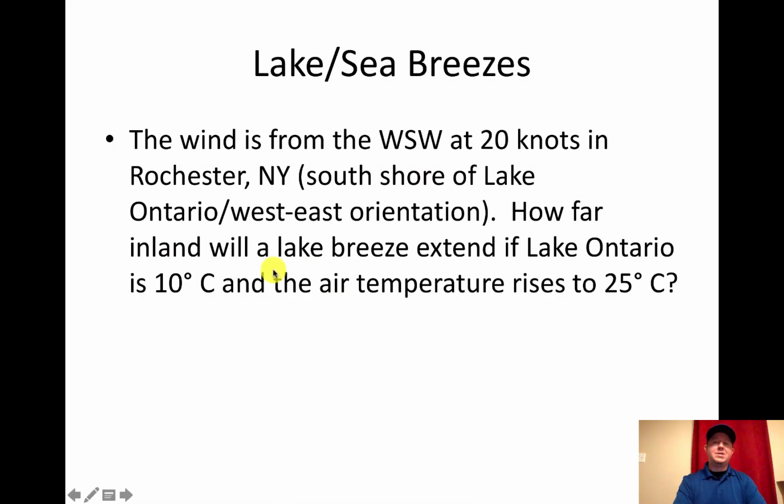All right. So now it's west-southwest, right? So that's 0.5. So we're using 10 knots. All right. Still, we're using that west-east orientation just to help you visually see this and keep this simple. How far inland will a lake breeze extend if Lake Ontario is 10 degrees Celsius and air temperature rises to 25, all right? So 15-degree difference, but we're not using 20 knots, we're using 10 knots, all right? So the answer here is about 8 to 9 miles inland, and we're using 0.5. Again, 15 delta T with 10 knots, not 20, all right?